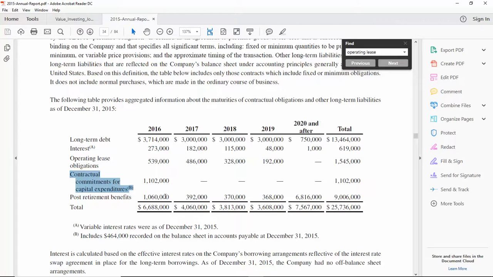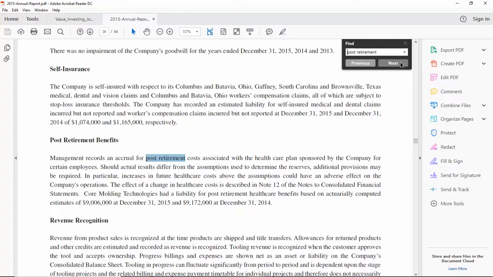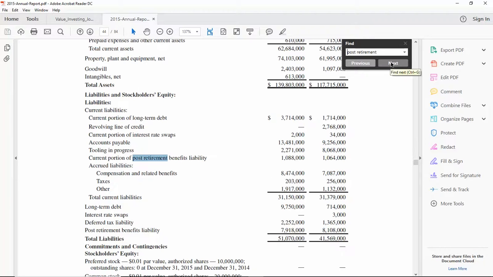Okay, so post-retirement benefits, that's not the number we are looking for. Post-retirement. We're looking for the actual asset or liability, not this stuff. Okay, not that, not that, because that's the current portion. Okay, so they have a liability of 7.9 million, so we need to add that.